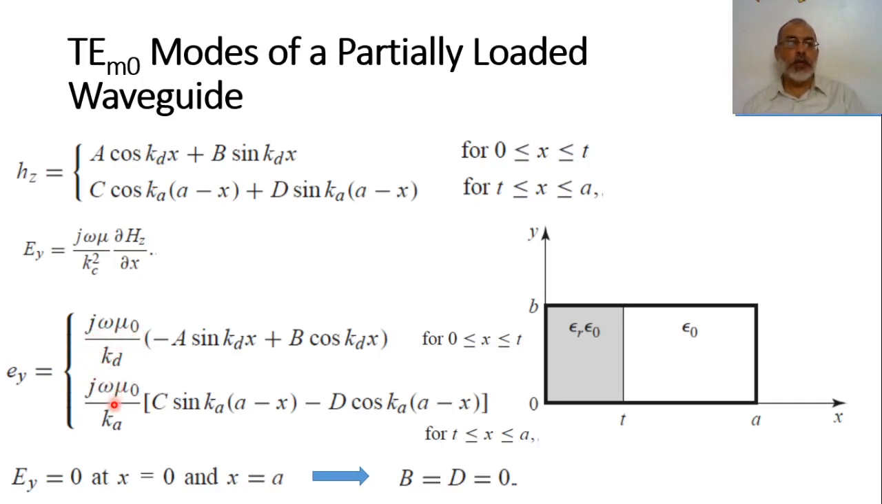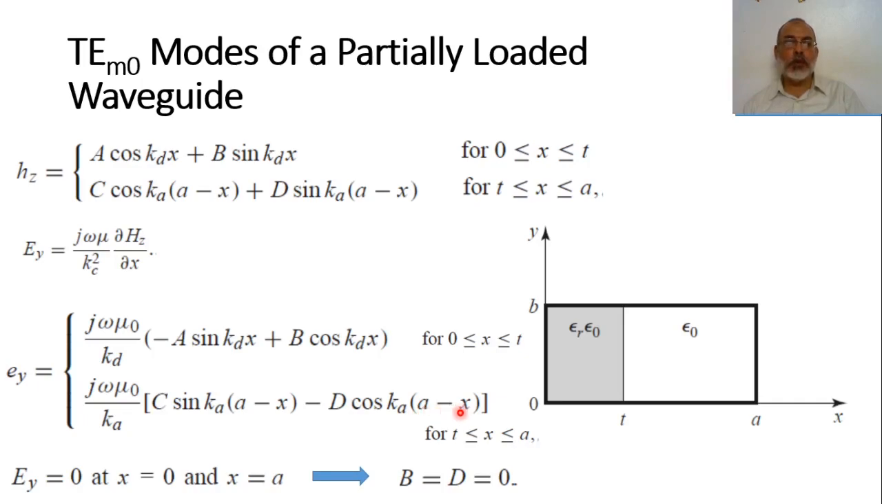In a similar way, here the differentiation of the cosine would be minus sine, and already we have minus, so it would be c sine ka multiplied by a minus x, and the derivative of sine would be cosine, and we have minus here, it would be minus d cosine ka a minus x.